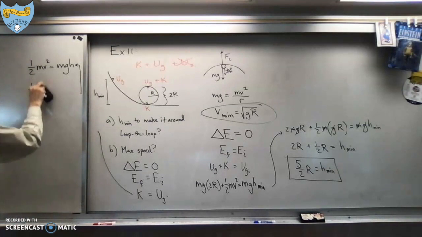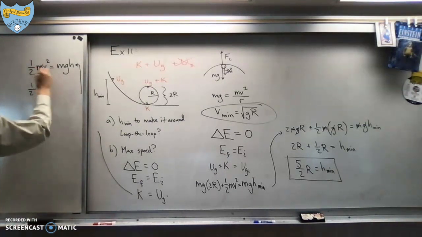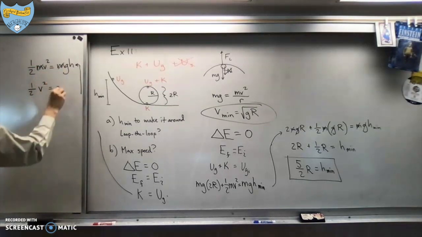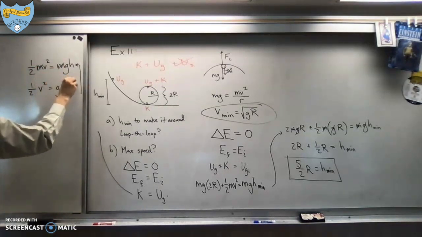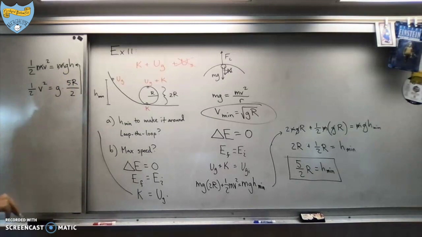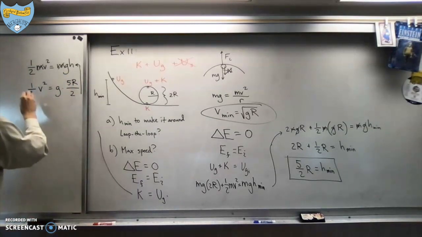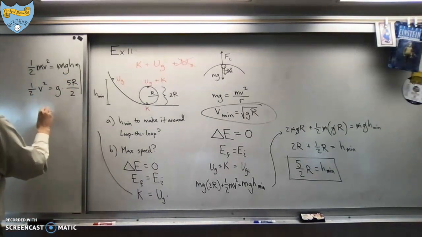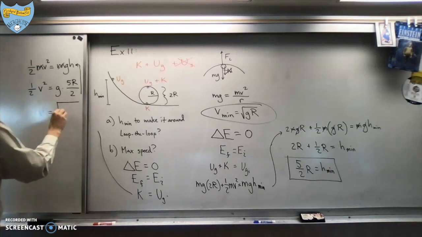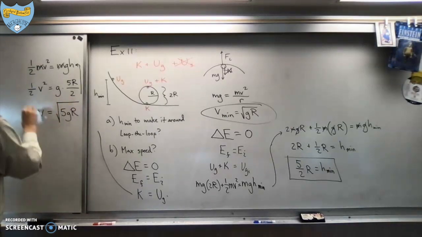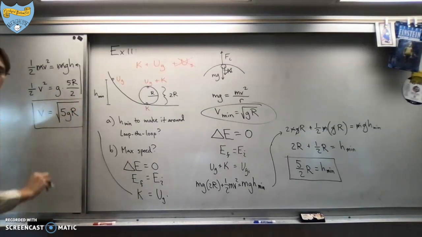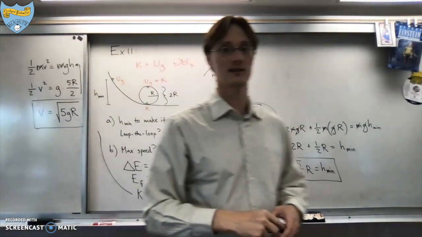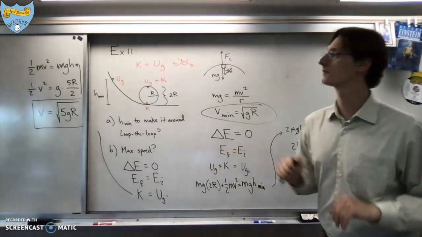Also notice that the m's cancel out. Since it's in every term, I'll go ahead and just cancel that out. Now we have g times 5r over 2. A little bit of algebra later, you should get that the factor of 2 will cancel from either side, and the speed when it reaches the bottom is the square root of 5 times gr. Beautiful. Put a box around it. That is the answer. Yay.